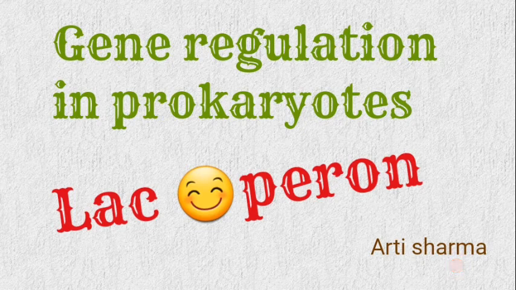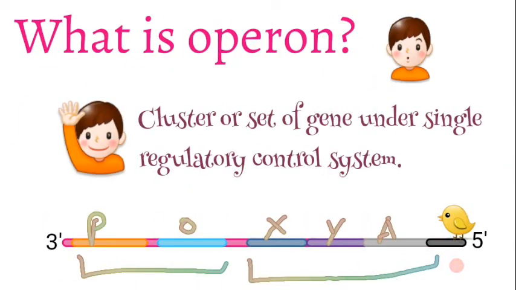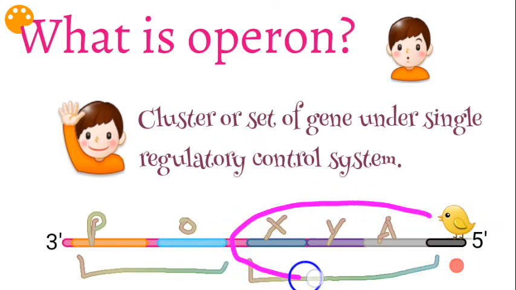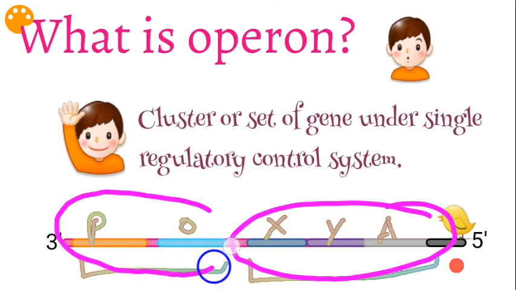In this video tutorial, I'm going to talk about gene regulation in prokaryotes by using the example of an operon. So we are going to study the operon. Let's get started. So first of all, what is an operon? An operon is simply a cluster of genes regulated by a single regulatory control system.